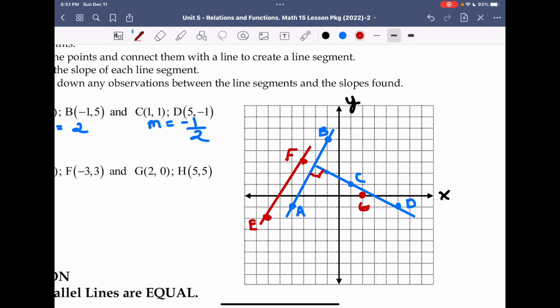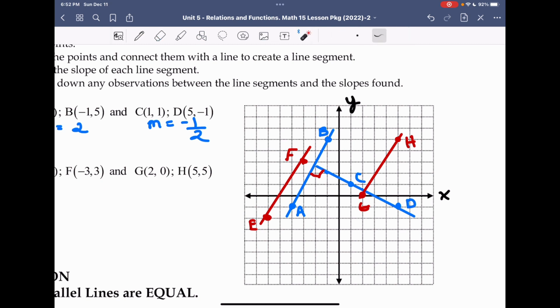And then it goes to H, which is at 5. So 1, 2, 3, 4, 5, and up 5 units, which puts us here. So I'm going to label that as H, and then finally I'm going to connect these 2 points together. Now, right away, what I should be thinking is, oh, those look pretty similar, but let's actually do something to show that these are similar lines.